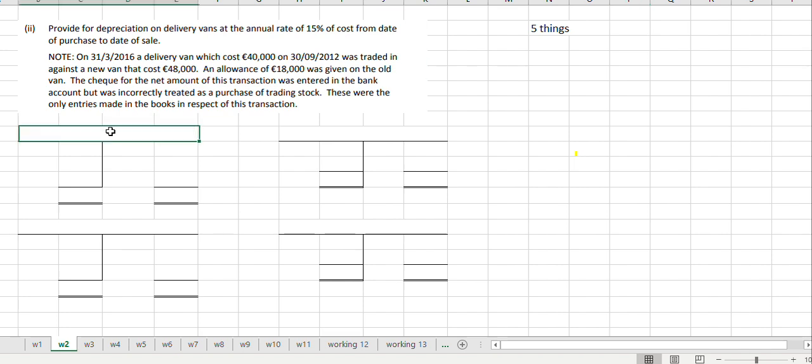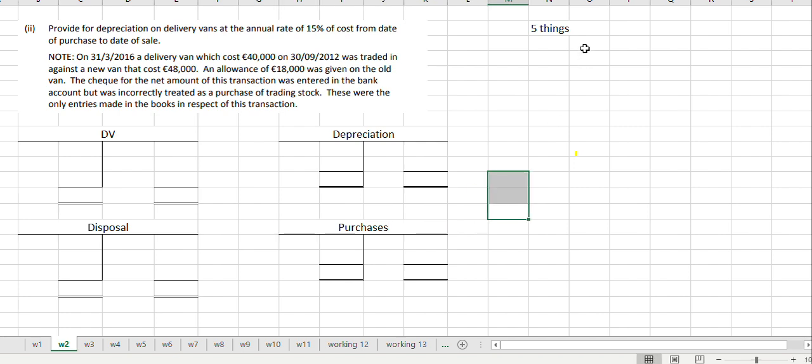So I have the accounts here. The accounts we are going to use are delivery vans, depreciation, disposal, and the last bit says that the net amount of the transaction was incorrectly treated as a purchase of trading stock, so that's going to be purchases.